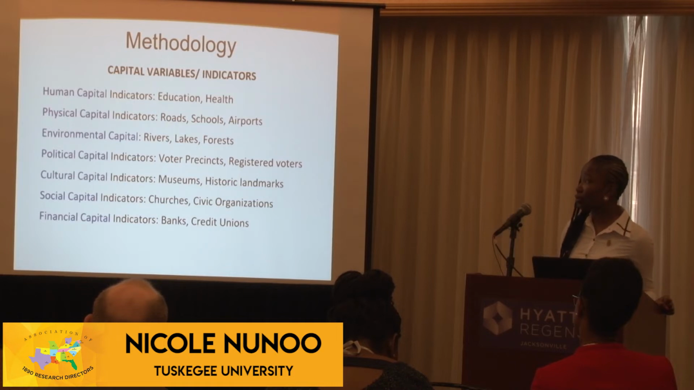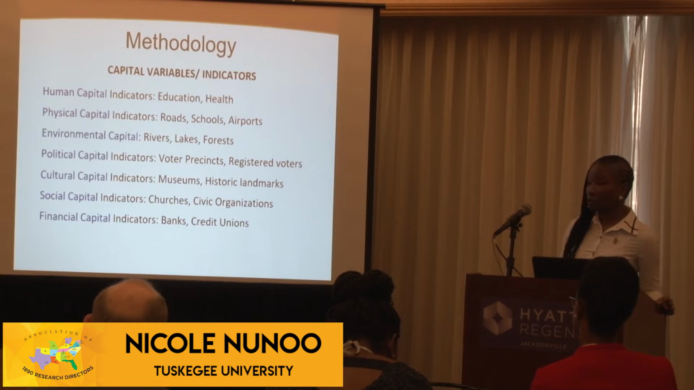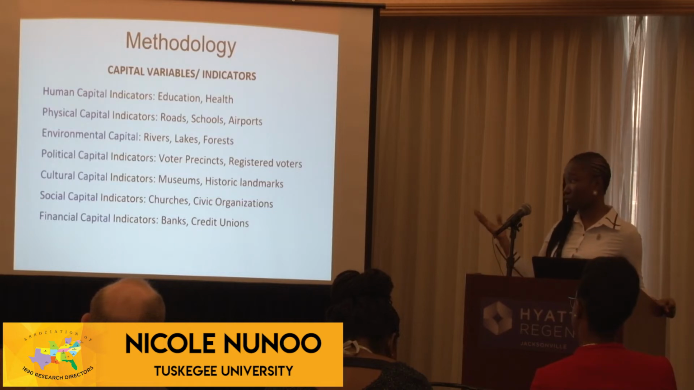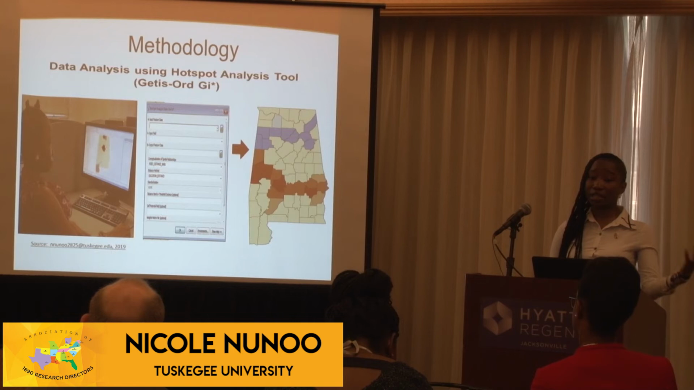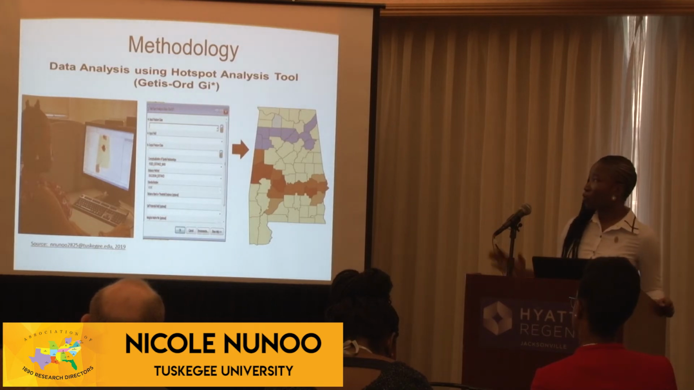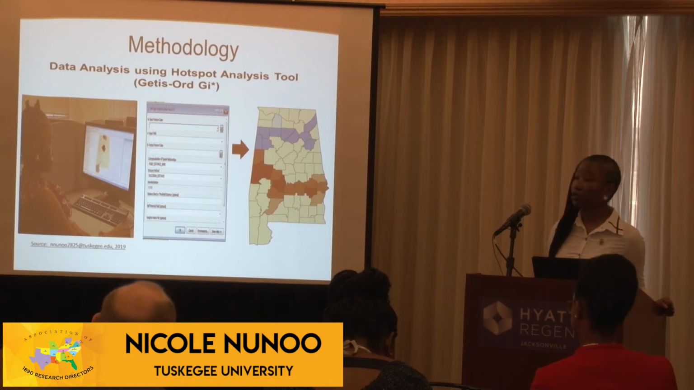For physical, we looked at roads, schools, airports, environmental, rivers, lakes, forests. And then for political capital, we looked at voter precincts, registered voters, cultural capital, the museums, the historic landmarks. For social capital, we looked at churches and then the civic organizations. And then for the financial, of course, we looked at banks and then credit union and how people are able to access funds. So for the methodology, in analyzing the data, we use the hotspot analysis tool.